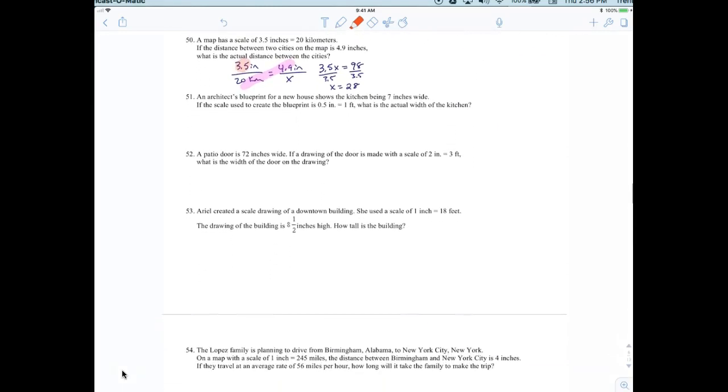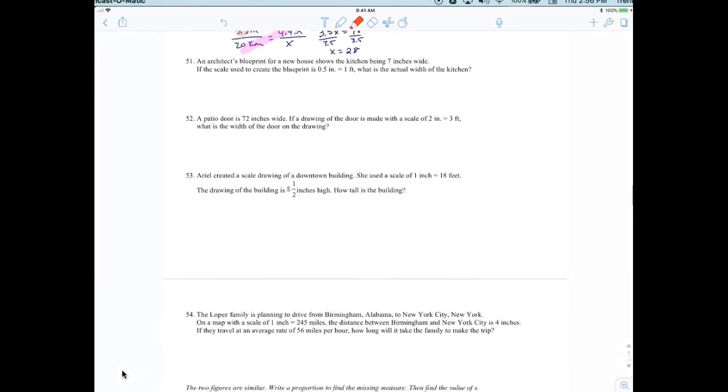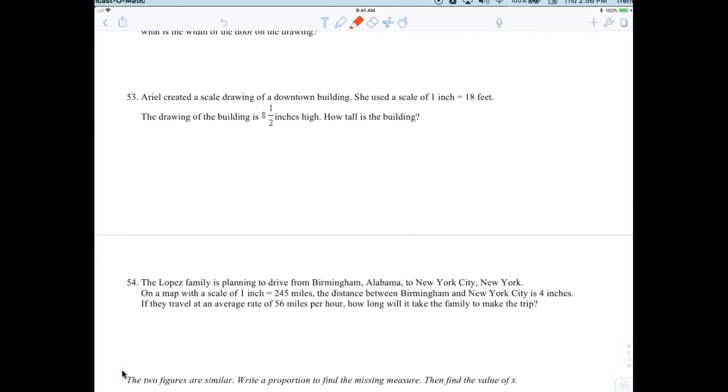Let me see if there's anything else real hard for you. Yes. 53. Here we go. It says, Ariel created a scale drawing. 1 inch is to what? Well, now this one I consider kind of easy, actually. What do I do?